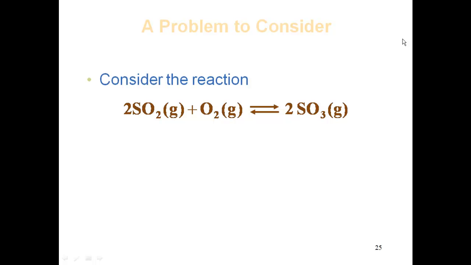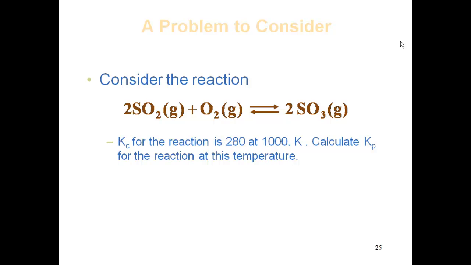So let's look at an example. I've got sulfur dioxide plus oxygen gives me sulfur trioxide. I know the Kc for this reaction is 280 at 1000 Kelvin. Calculate the Kp for this reaction at this temperature. Now, let's say for some reason I measured the gases as atmospheres, and I looked in tables, and all I found was Kc was 280. Well, then I want to do this as a Kp problem because I only have atmospheres, so I need to convert that Kc to Kp before I can work my problem.